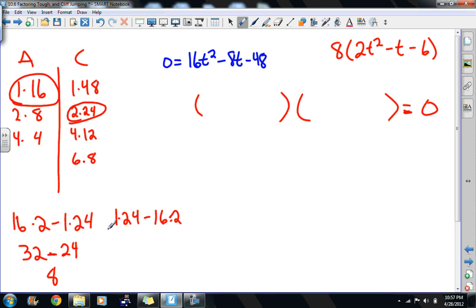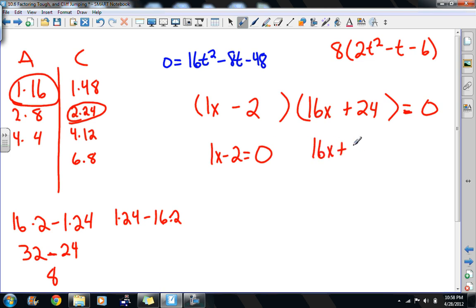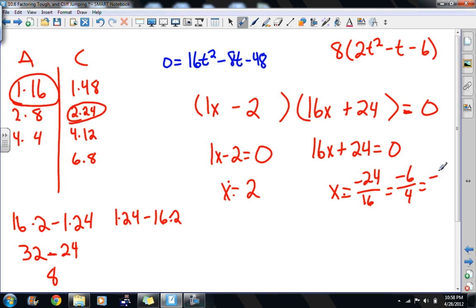Now this is the part that I really want you to get better at, and it takes time. I need this to be 16, so I need 1x and 16x. I need the 16 to be multiplied by a 2, and I need it to be negative, so I put it here. This, I need the 24 times the 1, so I'll go plus 24. And now I have to solve 1x minus 2 equals 0, and 16x plus 24 equals 0. Here x equals 2, and here x equals negative 24 over 16, which equals negative 6 over 4, which equals negative 3 over 2. All right, this is hard, and it takes a ton of practice.